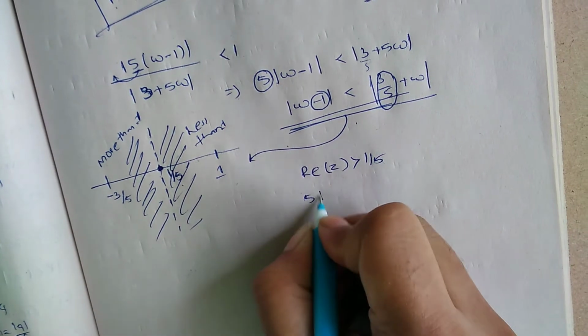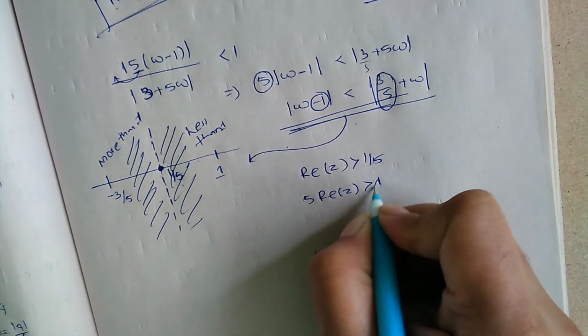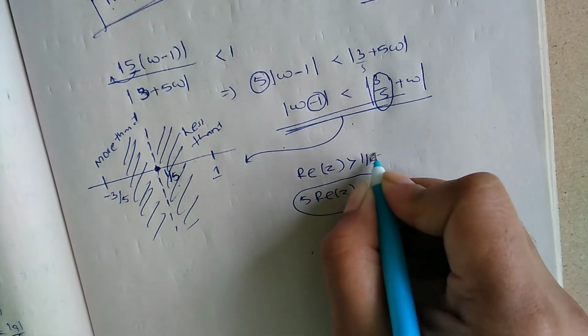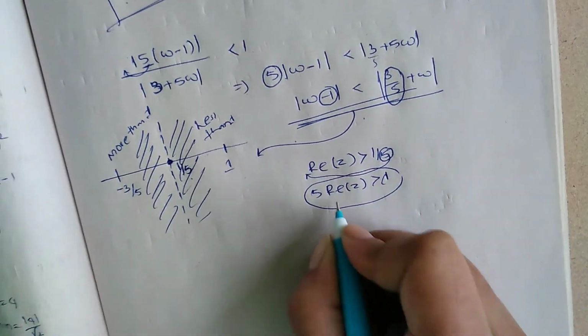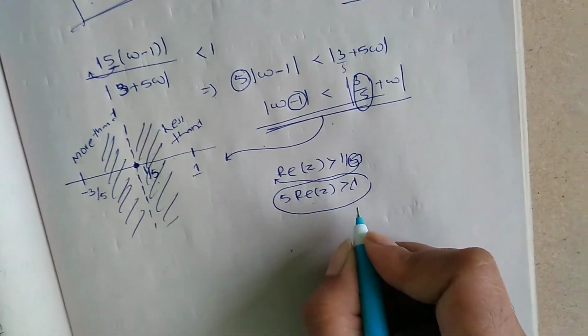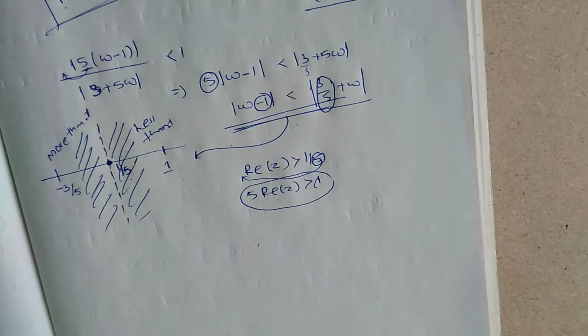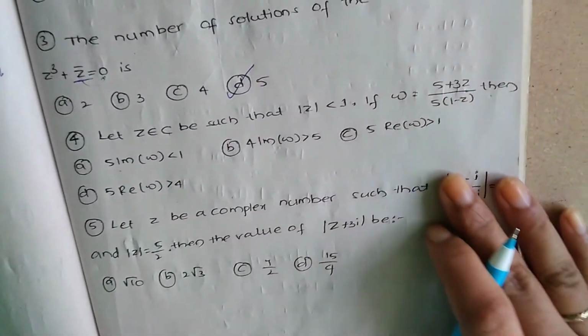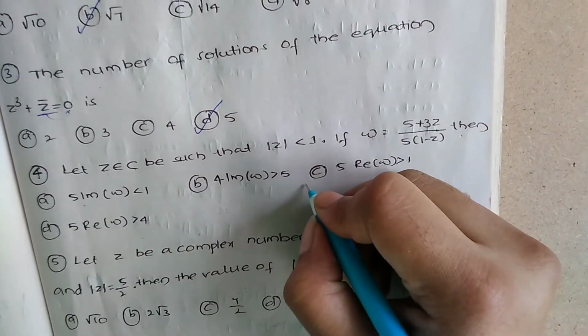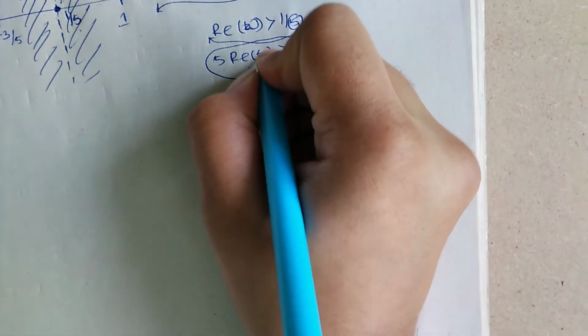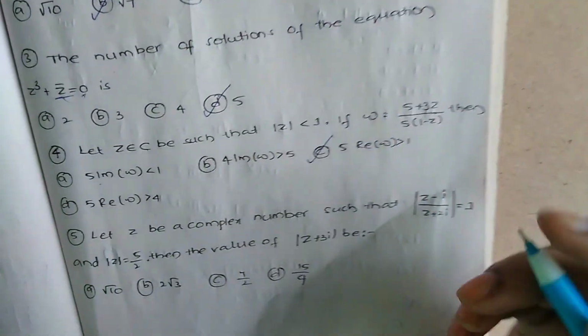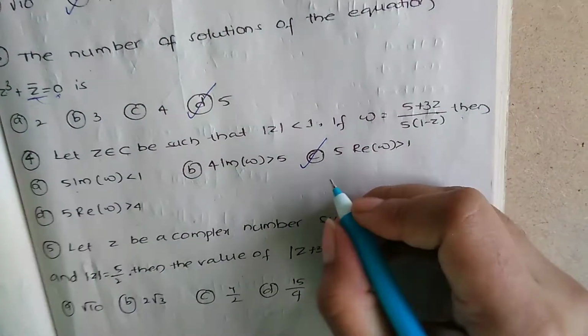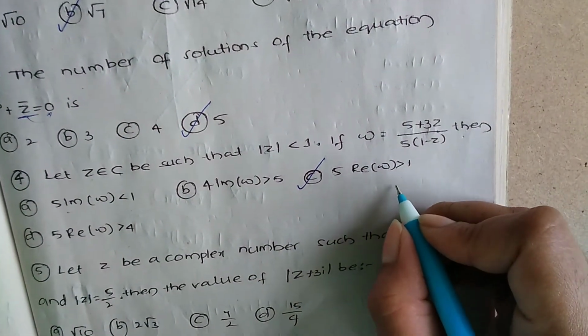This implies 5 into real part of z is greater than 1. Sending 5 to the LHS, you get 5 into real part of z is greater than 1. So let's see in the options whether it is there or not. 5 into real part of w is greater than 1. I took it as z, no? I'm sorry, here it is w only, but yeah, it is 5 into real part of w is greater than 1.